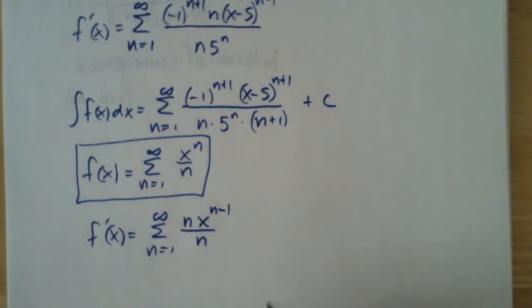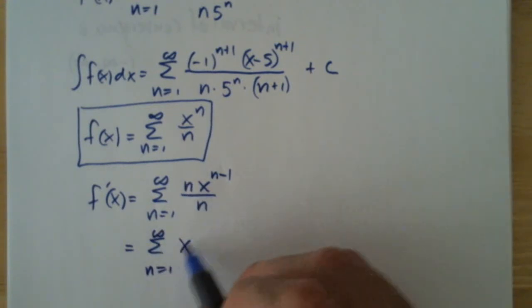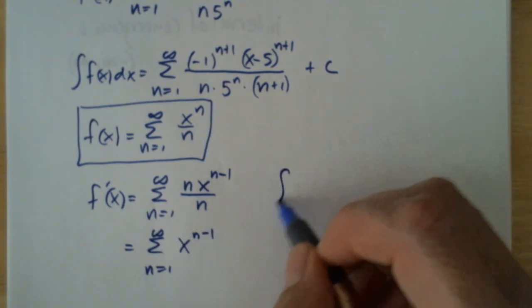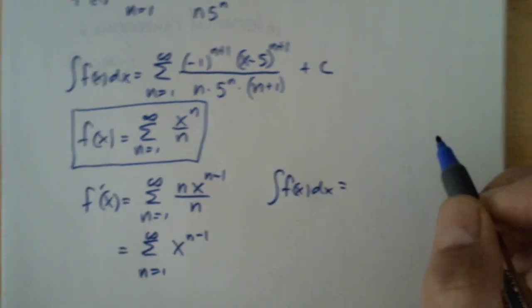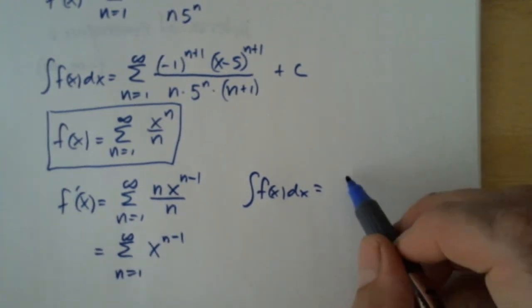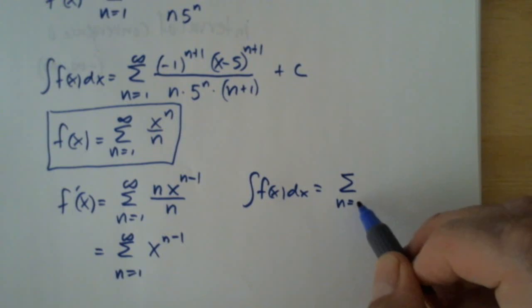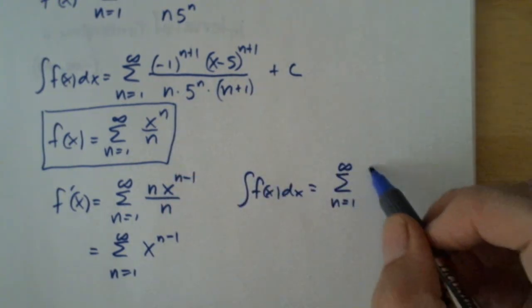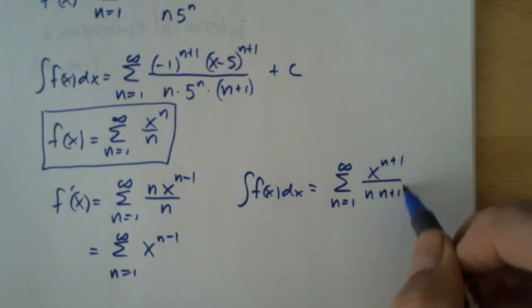So there's the derivative, cancel the n's, and the antiderivative is going to be: add 1 to the exponent and divide by that.